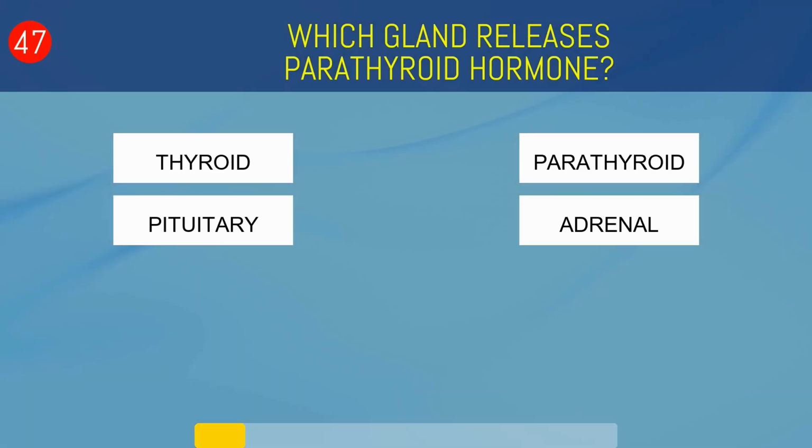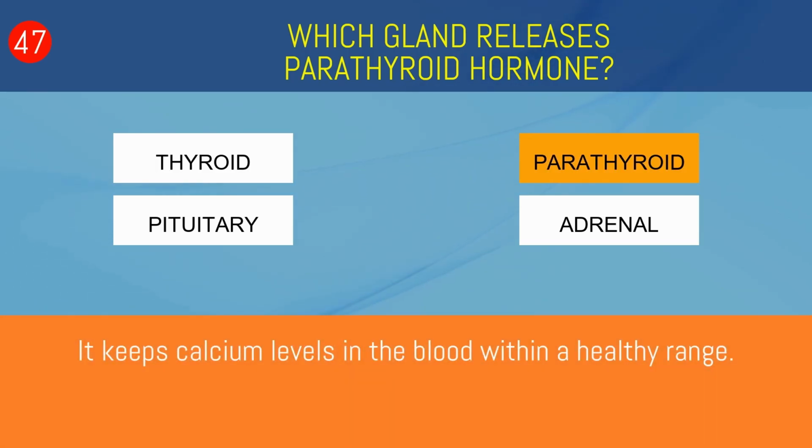Which gland releases parathyroid hormone? Thyroid, pituitary, parathyroid, or adrenal? Parathyroid. It keeps calcium levels in the blood within a healthy range.